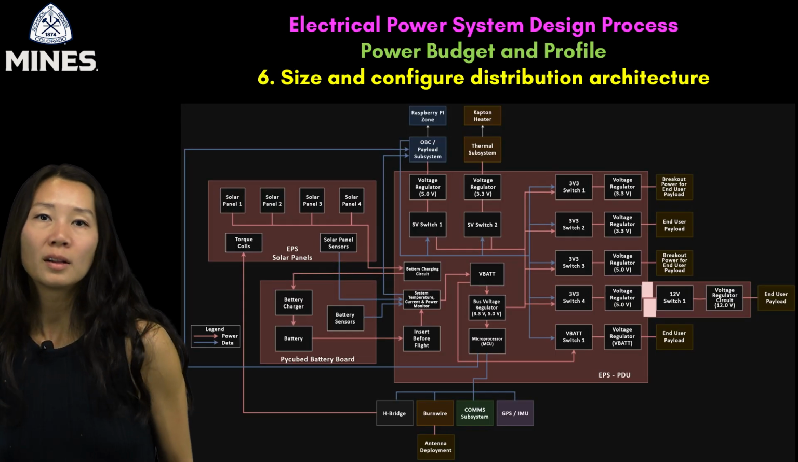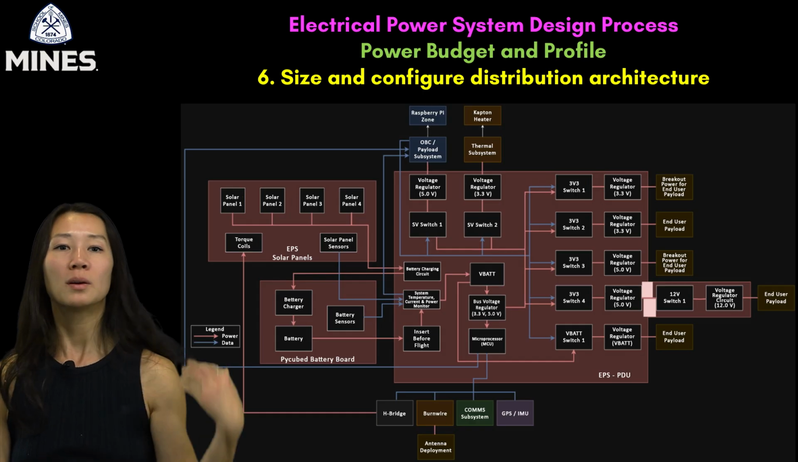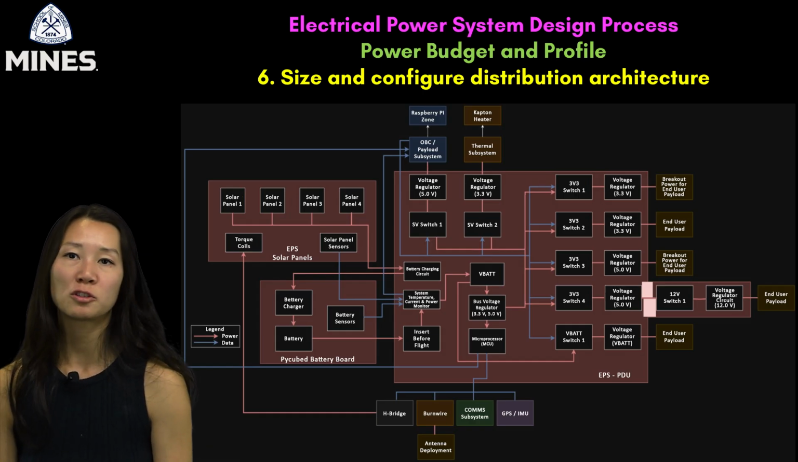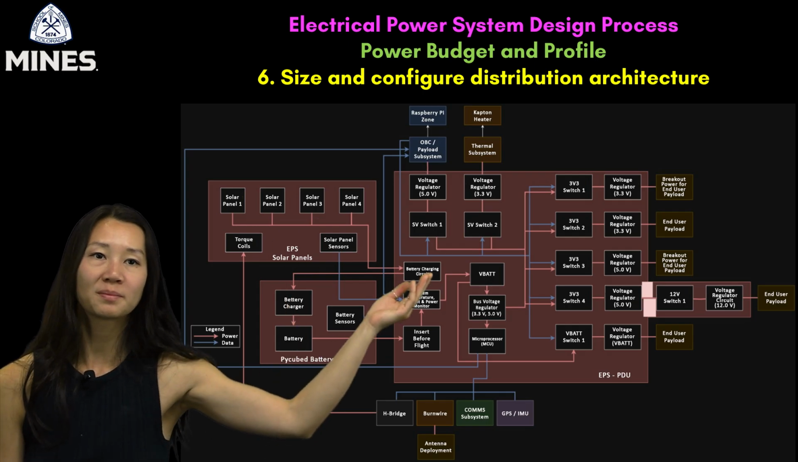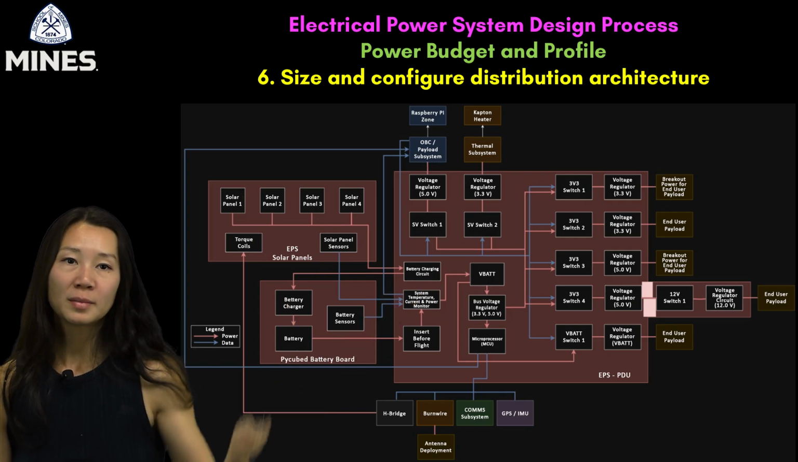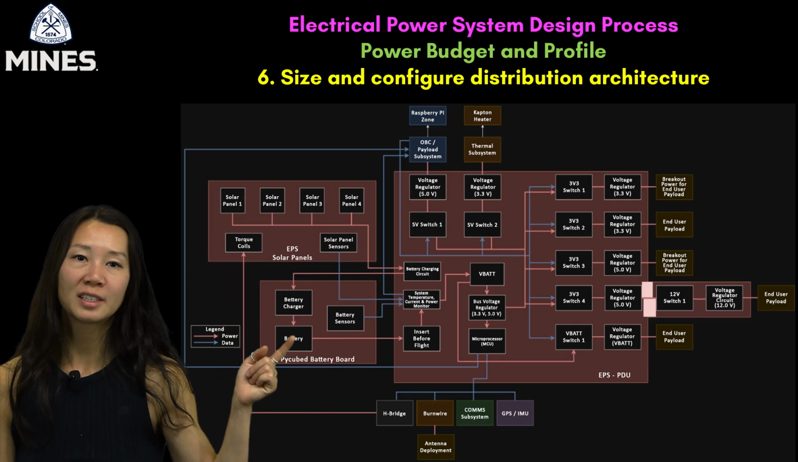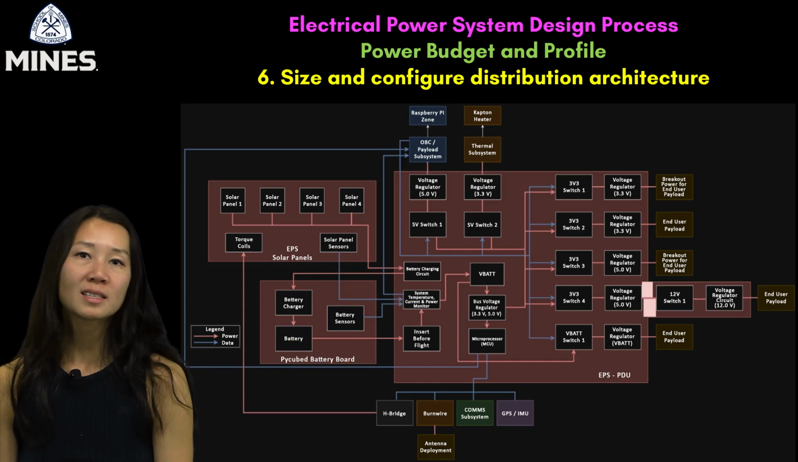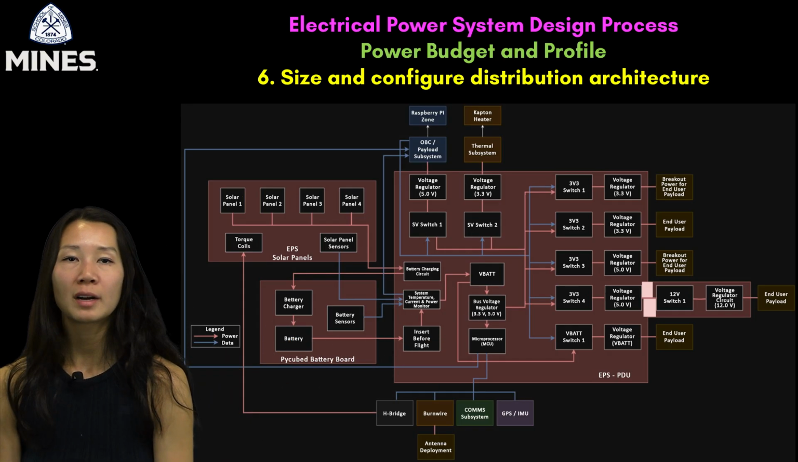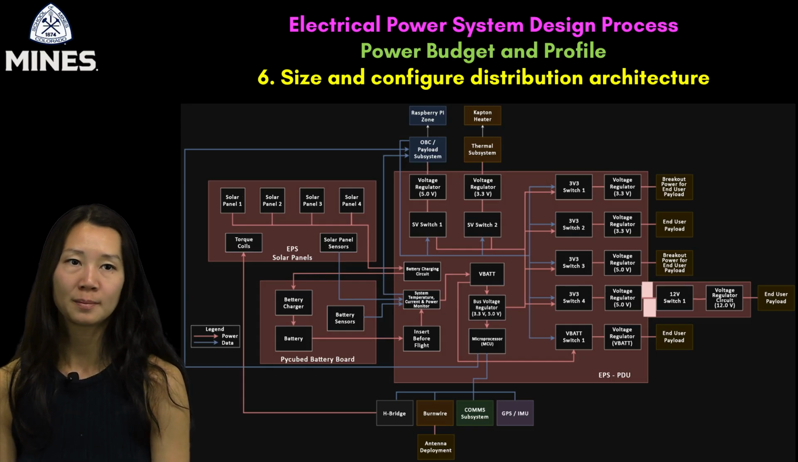Now that we know all of our components and power demands, we can size and configure the power distribution architecture. Everything highlighted in red here is the electrical power system. It includes the solar input, battery storage, regulation and switching, and monitoring. This layout ensures that we provide the right voltages and current capacity to each subsystem.